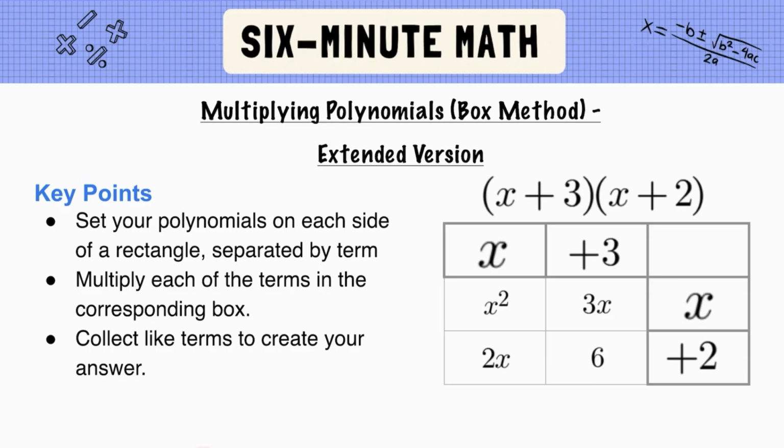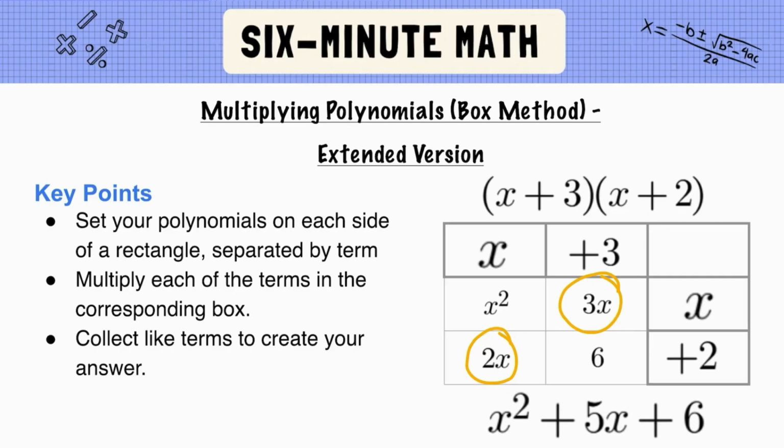My last step is going to be to collect any like terms to create my answer. In this example, I only have 2 sets of like terms, my x values, giving me a final answer of x squared plus 5x plus 6.